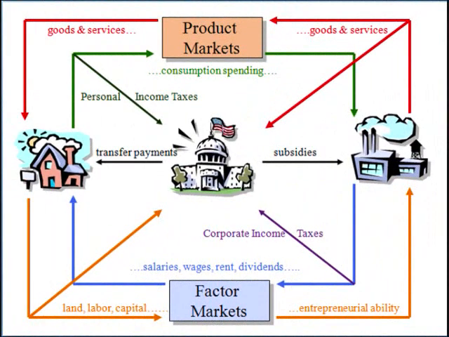In the final circular flow model, we see how the product markets and the factor markets interact with each other and the government at the center of the entire model. The end.